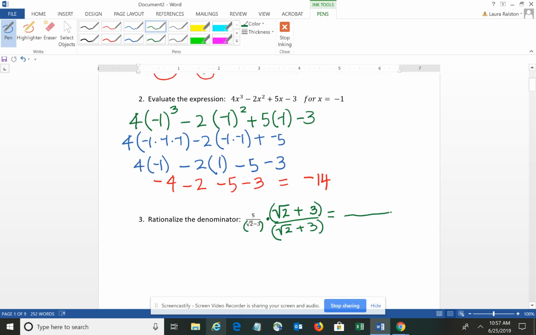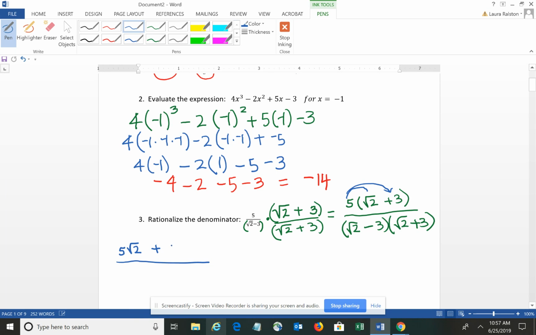Okay, so I'm going to have 5 times the square root of 2 plus 3 over square root of 2 minus 3 times square root of 2 plus 3. Okay, so in the numerator, I'm going to use the distributive property, and I'm going to distribute the 5. Remember, we got to go all the way through the parentheses. So I have 5 times the square root of 2 plus 5 times 3 is 15.